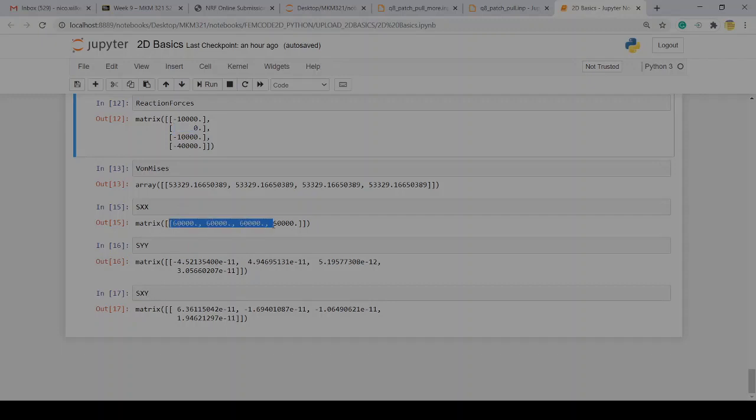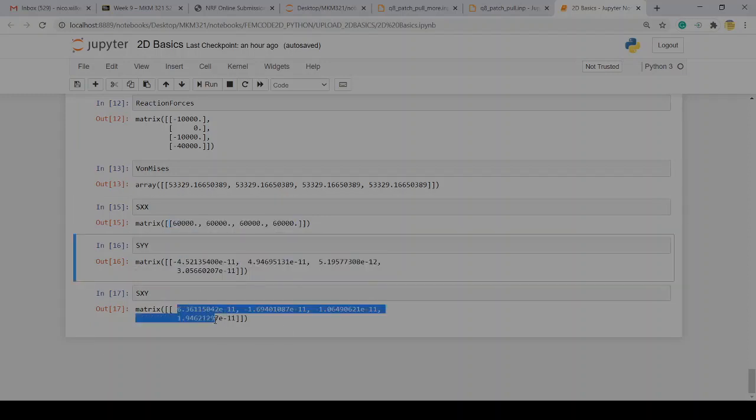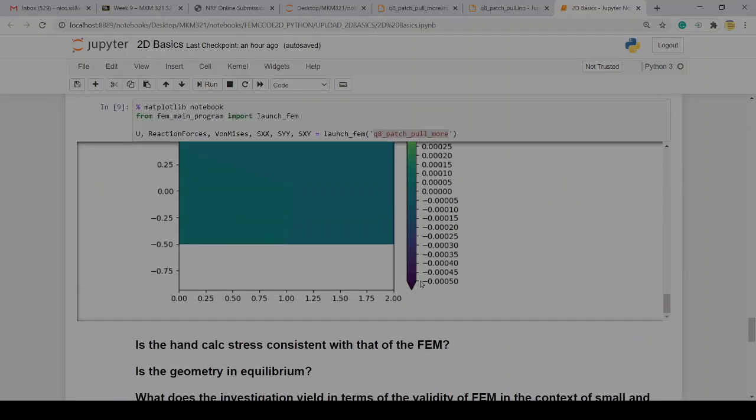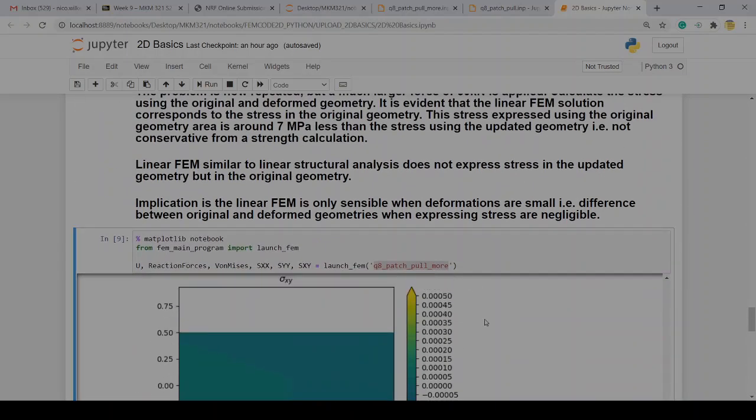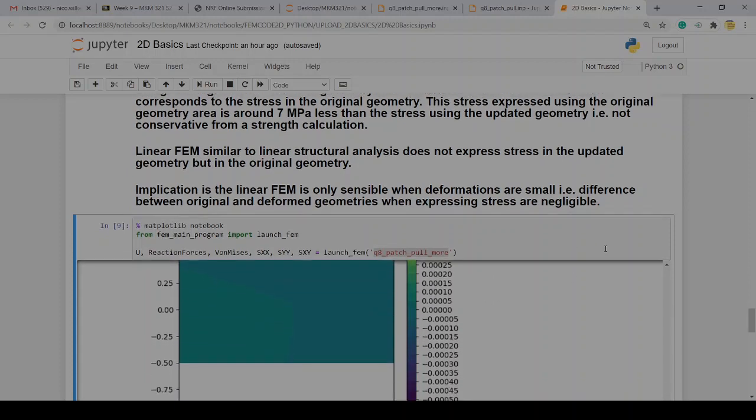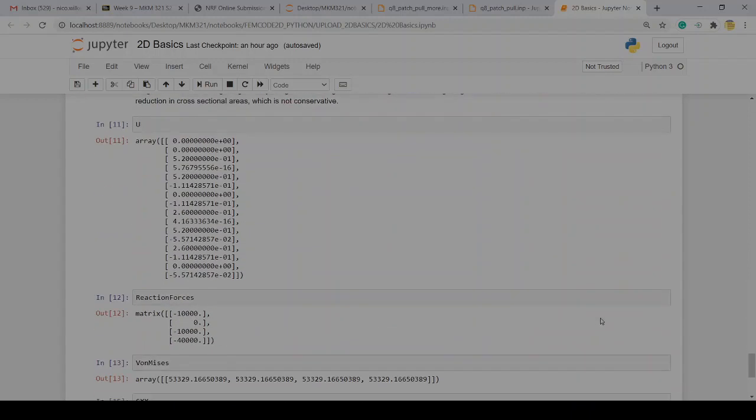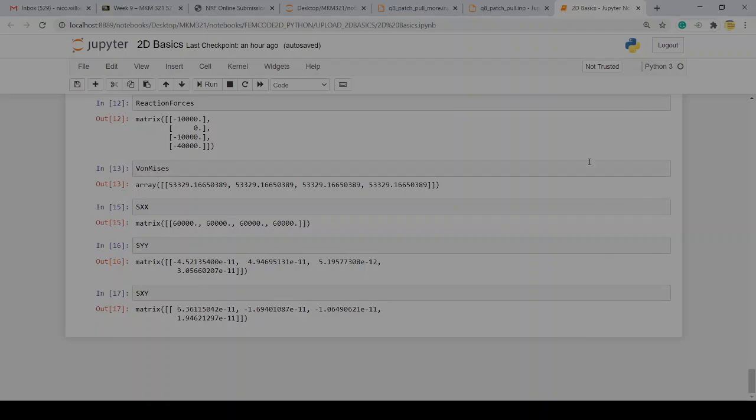There's the von Mises stress, there's the sigma xx, sigma yy, sigma xy. You can see nicely 60,000, 60,000, 60,000, zeros and zeros. You can see these values are spot on. Okay, so that's important to understand. So hopefully this gives you a very good idea of what's going on and where we are. Okay, great. That's fantastic. Thank you.